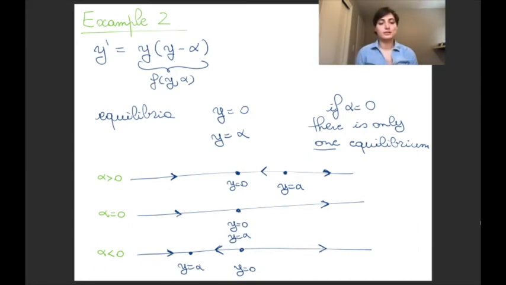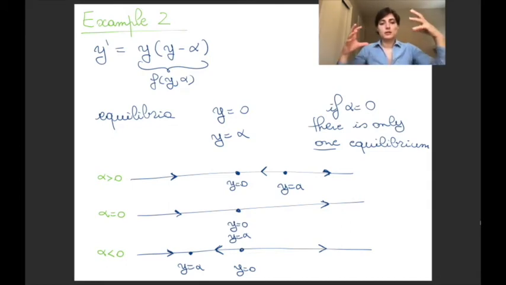So if you look at these phase lines, you notice that at the top, y equals 0 is a stable equilibrium, while y equals alpha is unstable. And for alpha equals 0, y equals 0 is a semi-stable equilibrium. While for alpha negative, we have a switch with respect to alpha positive. Now we have y equal to alpha being stable and y equals 0 being unstable.